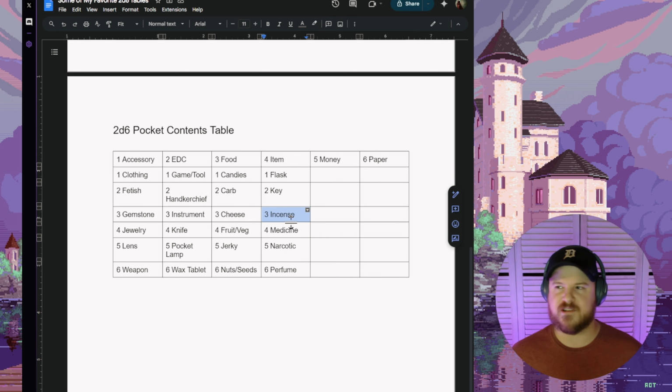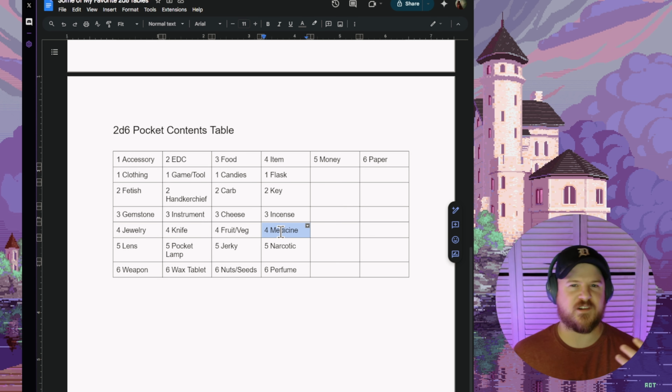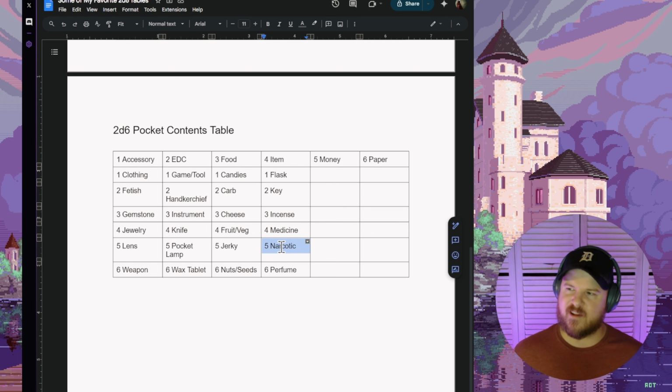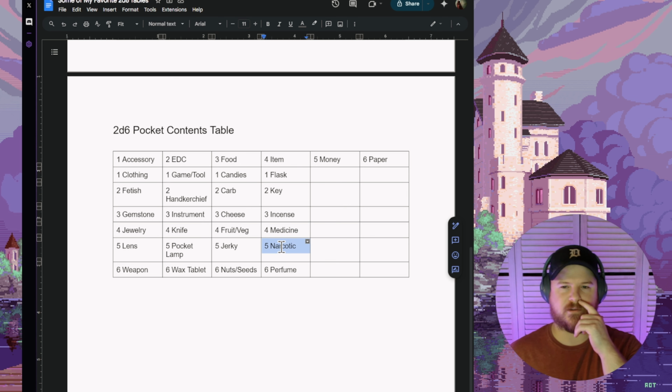Incense. Incense is usually just worth money, but it could have some sort of religious significance or something of that nature. Medicine, maybe they have some sort of condition. This maybe gives you another charge back to a healer's kit if you want to give them something mechanical to do with it. It can be narcotics. I also usually throw alcohol into this sort of situation as well, but it could be tobacco or milk of the poppy. It could be all sorts of weird stuff.